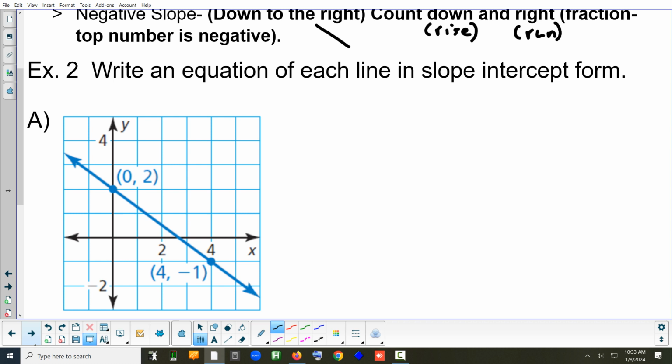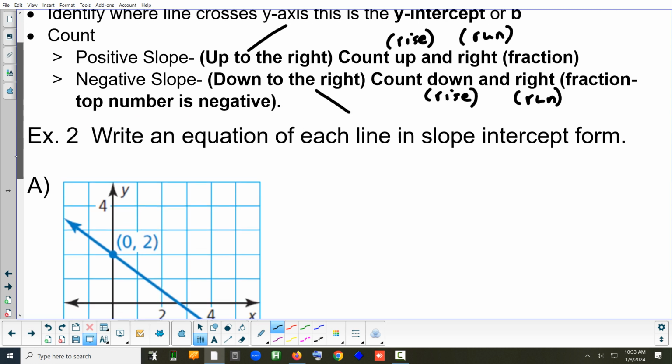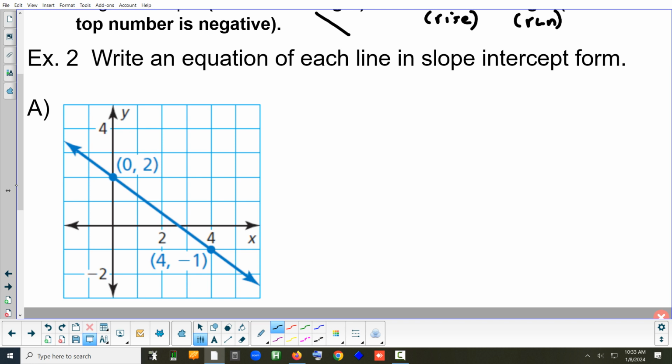So let's try this one. It says step 1, identify where the line crosses the y-axis. What's that called again, where it crosses the y-axis? Y-intercept. So it would be 2. It crosses the y-axis at 2. It's always this number right here, the second number.